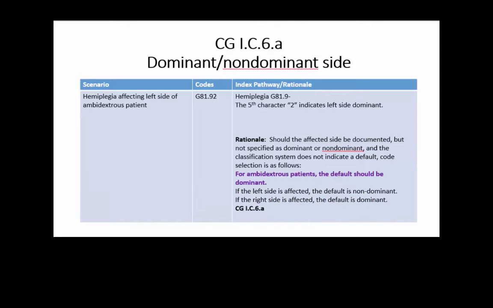In the next guideline, hemiplegia affecting the left side of an ambidextrous patient. The guidelines tell us for ambidextrous patients the default should be dominant. What that means is that if they're ambidextrous, both sides are equally strong. So whatever side is affected, in this case the left side, we're going to say the left side is dominant.